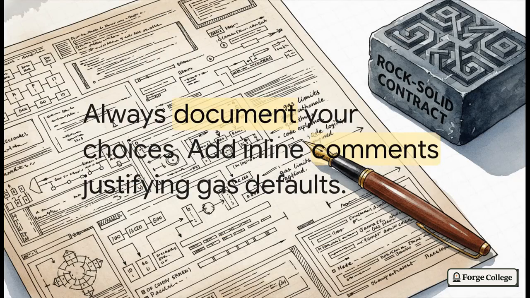Oh, and one more thing, document your design decisions. Add inline comments justifying exactly why you chose a specific default gas limit. This scaffold is deliberately conservative. It acts as a rock-solid contract for your future UI. Your future self will absolutely thank you for writing down the why instead of leaving yourself guessing 6 months from now.